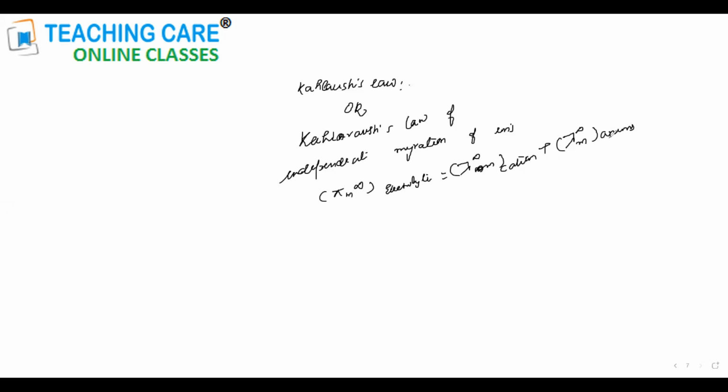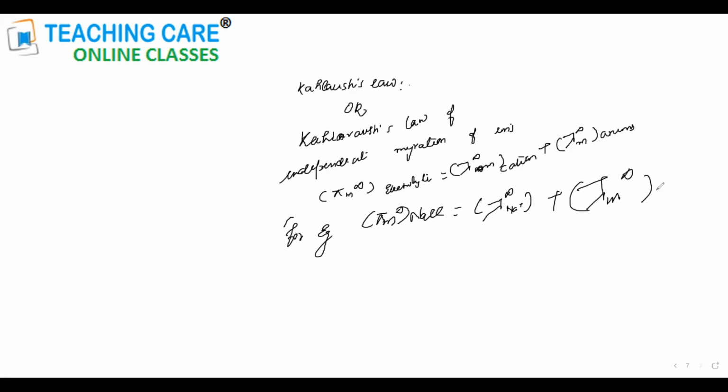For example, if it is written as molar conductivity of NaCl, by applying Kohlrausch's law we can write molar conductivity of Na plus plus molar conductivity of Cl minus.